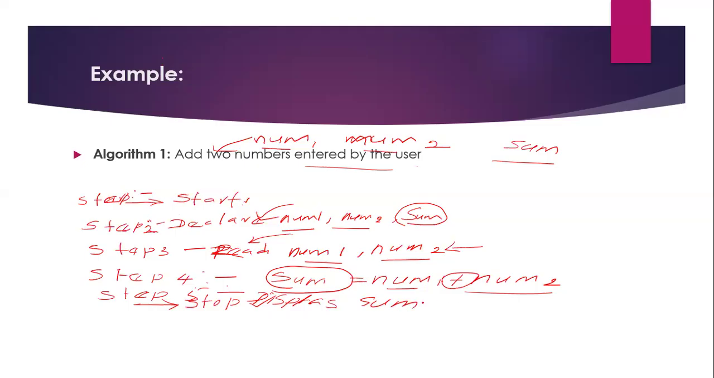Otherwise we don't know what the solution is here. So we should show the problem's solution. That's why we have displayed this summation. After that, in step 6, what do we have to do? We have found a solution for that problem.